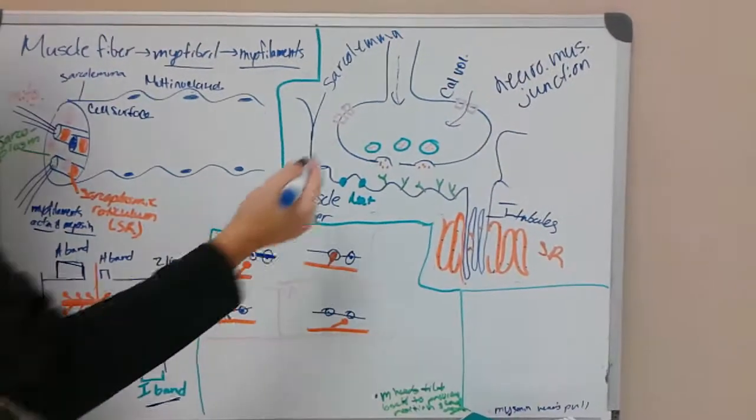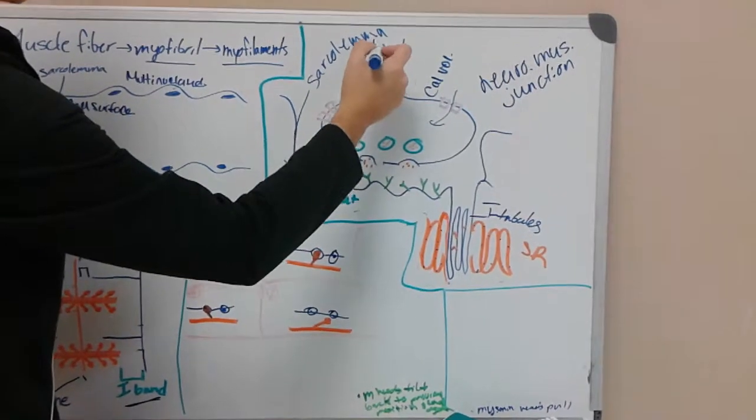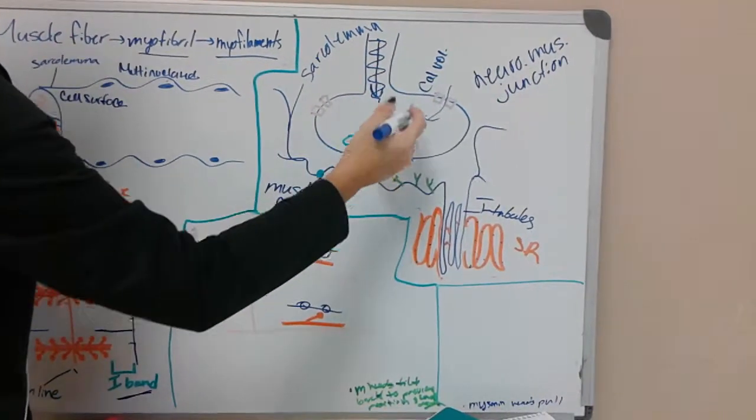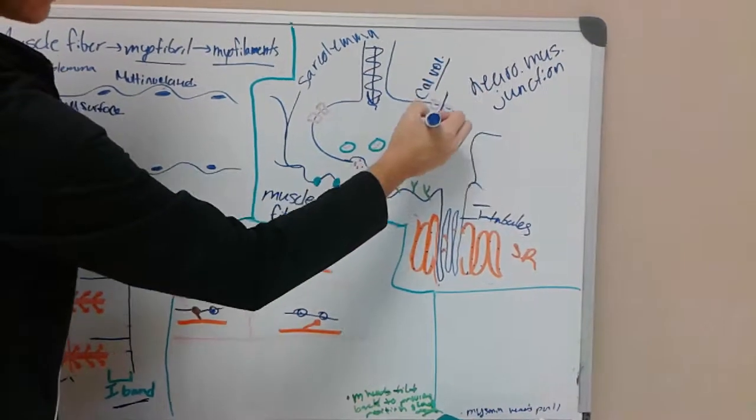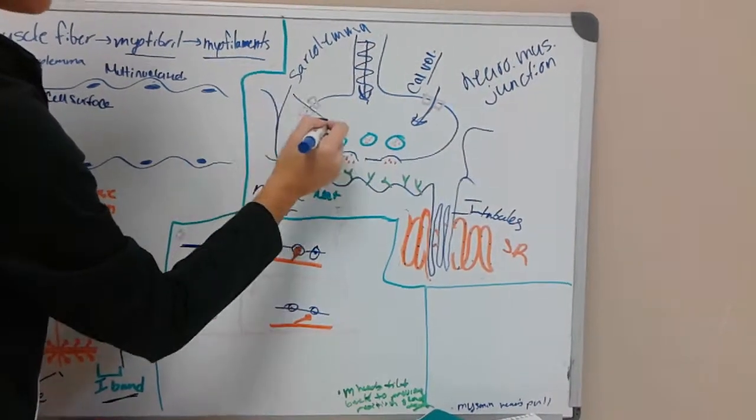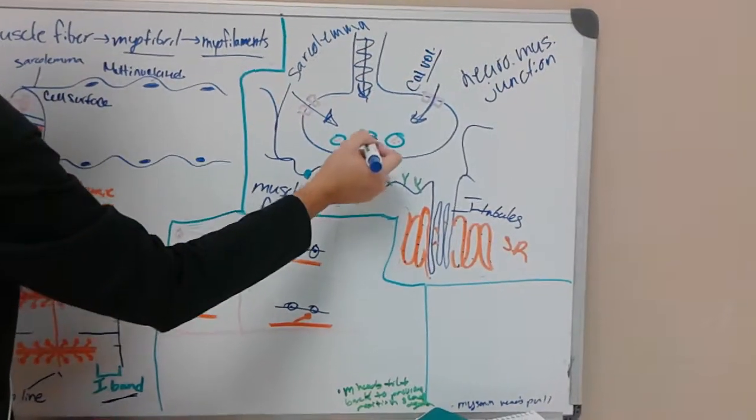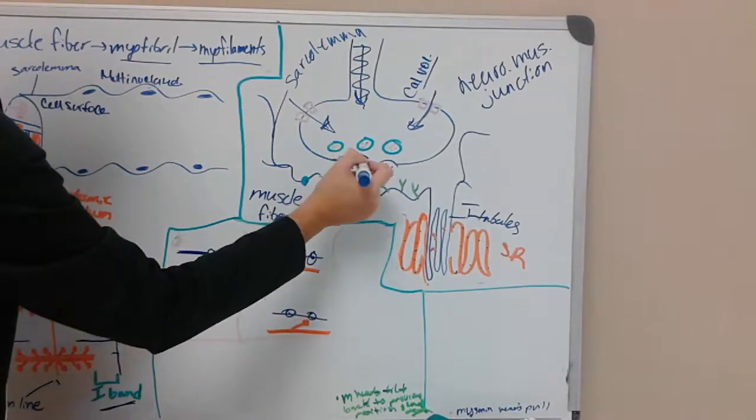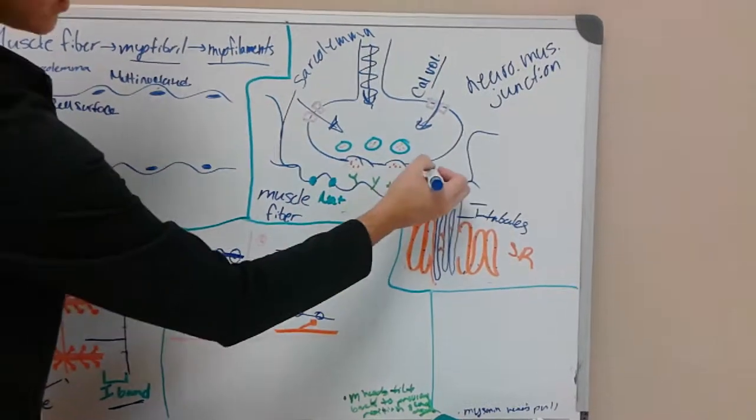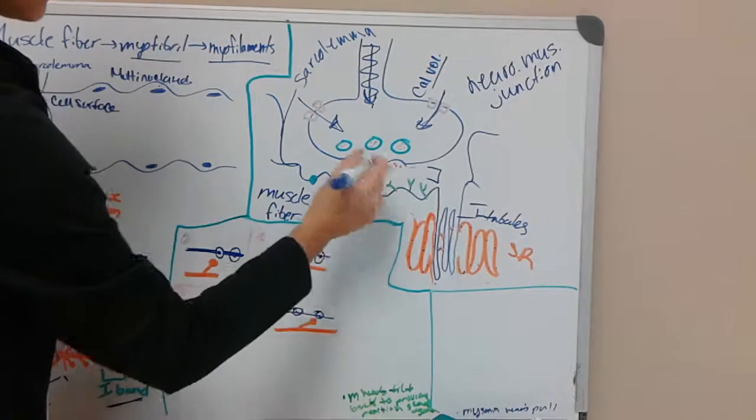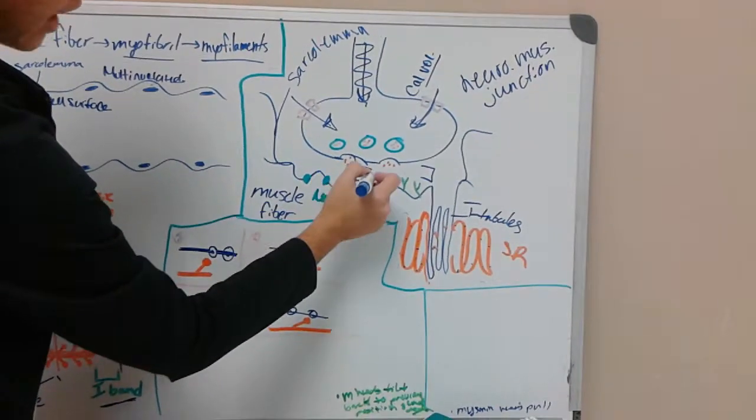So here we have our neuron, and an action potential travels down the neuron, and it causes the calcium voltage-gated channels to open up and calcium ions diffuse into the neuron. This causes the neurotransmitters inside these vesicles to fuse with the cell surface membrane of the neuron, and then they come into the synaptic cleft, which is here, and then they diffuse and bind with the active site.